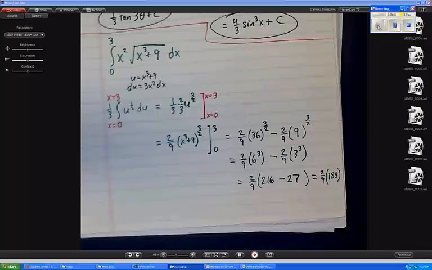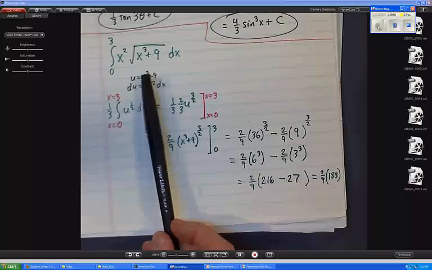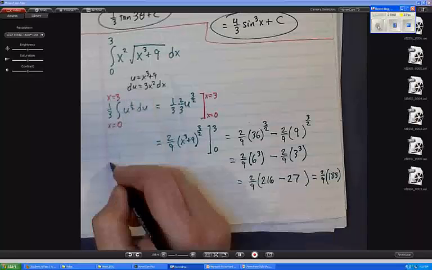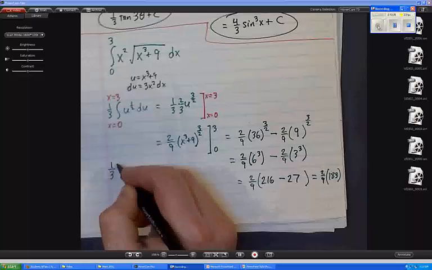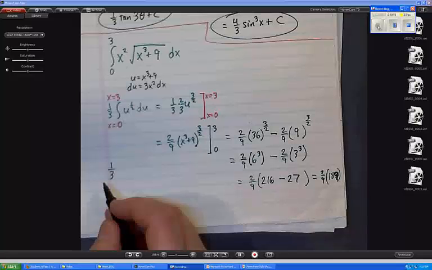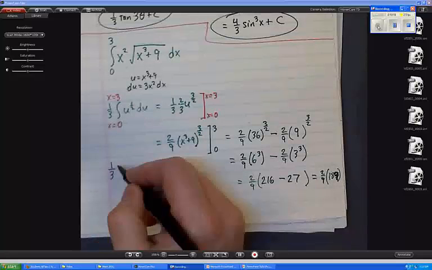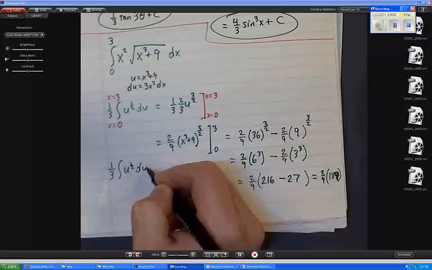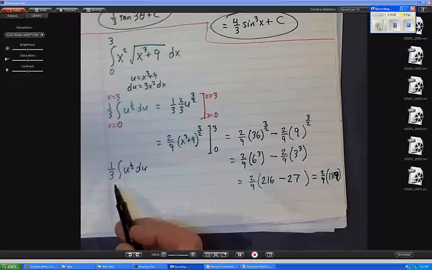There's another way to proceed, and I want to show you that. So the alternative way to do this, if you write out 1/3 to 189, yeah, 189, 2/9 of 189, whatever that is. Okay, thanks. The alternative way to proceed is we had 1/3 integral u to the 1/2 du. But this is really kind of cool, you can actually change from the world of x's to the world of u's.